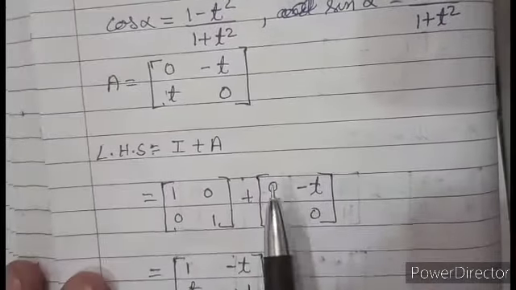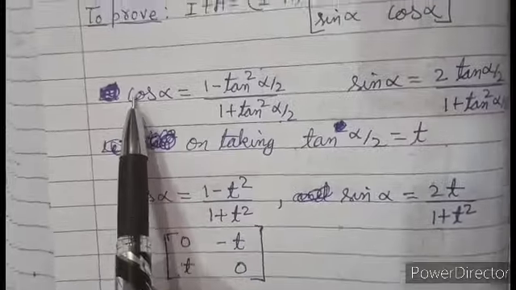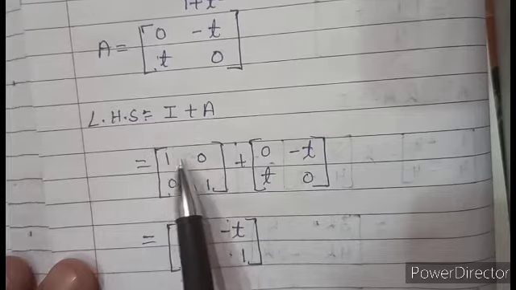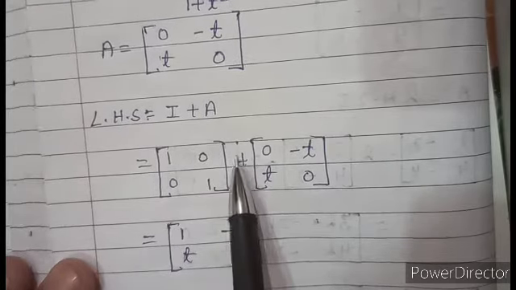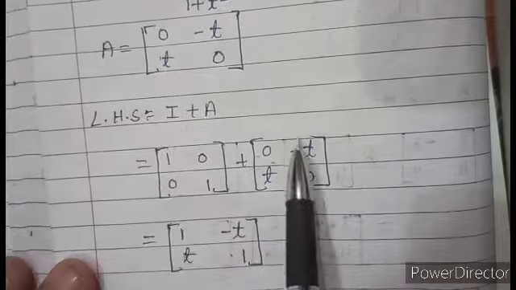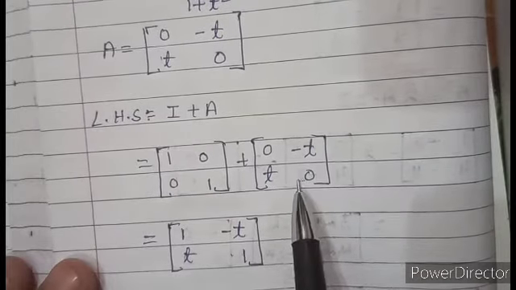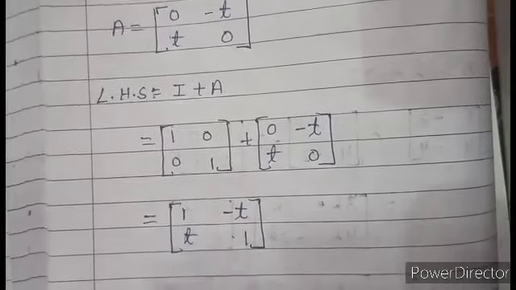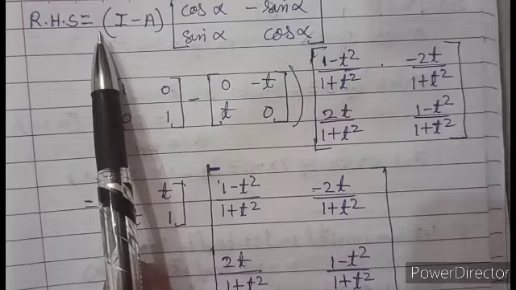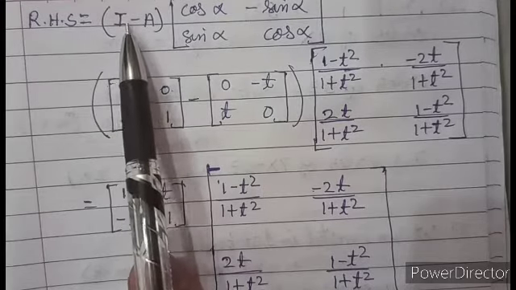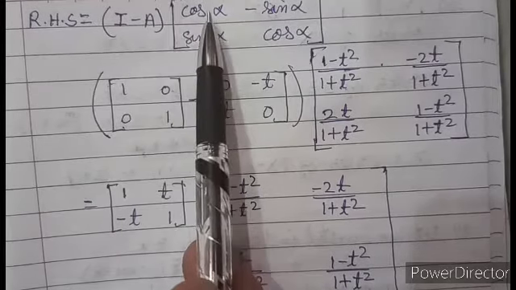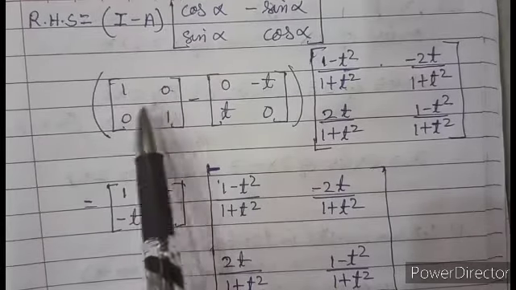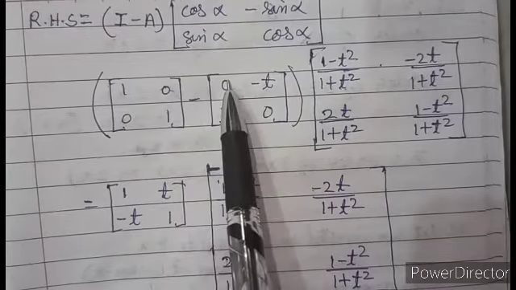Now we will take the left hand side, that was I plus A. So I, the identity matrix of 2 by 2, will be [1, 0; 0, 1], plus the A matrix, which in terms of t was [0, minus t; t, 0], and that will give us the result as [1, minus t; t, 1]. Now come to the right hand side. We have to note that I minus A times [cos alpha, minus sin alpha; sin alpha, cos alpha]. So I is equal to [1, 0; 0, 1] minus the A matrix, which was [0, minus t; t, 0].